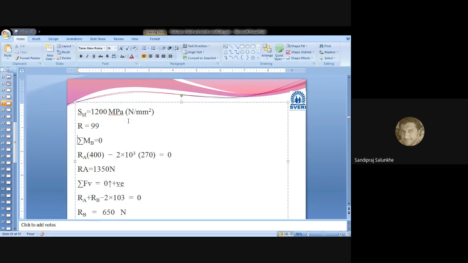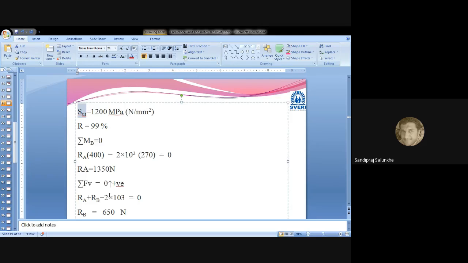So when we say the reliability is 99%, we know that this factor has to be calculated from the reliability factor. Before calculating all those factors, first of all we have to calculate what stresses will get induced. Unless we know the stress, we cannot calculate the endurance stress, because this SUT is one type of stress.